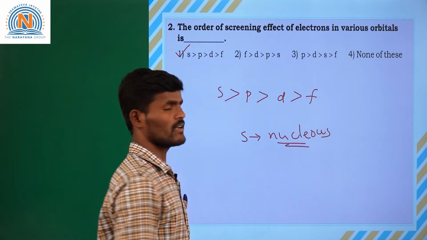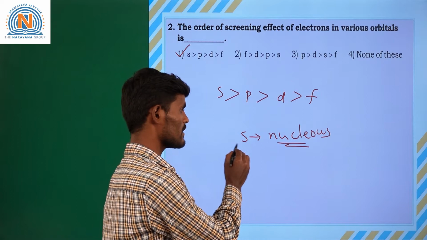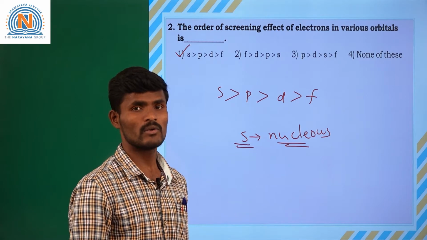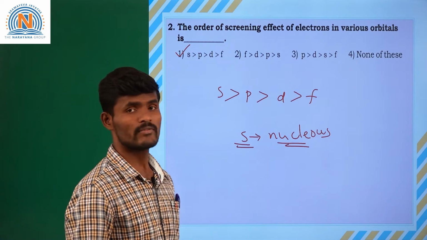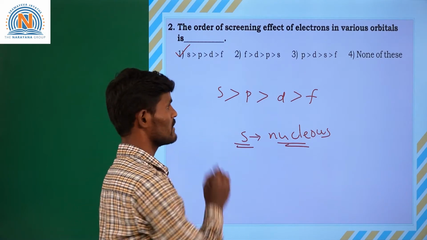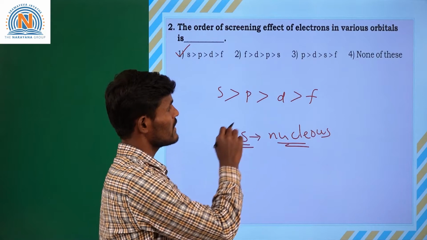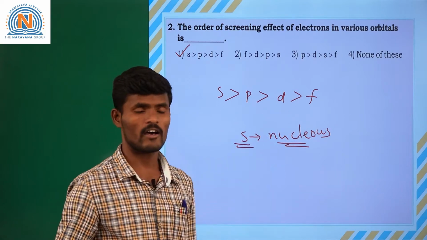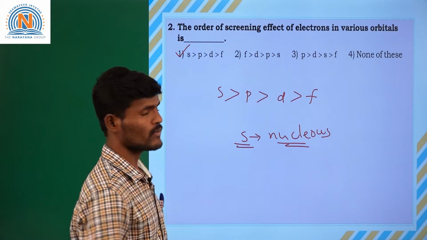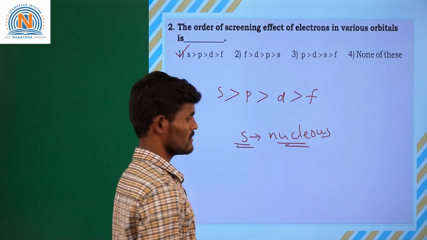The location of the s orbital is very near to the nucleus. So the screening effect is very high for the s orbital. Then gradually it is the decreasing order of screening effect for the various orbitals. So the answer is the first option. Next, the third question.